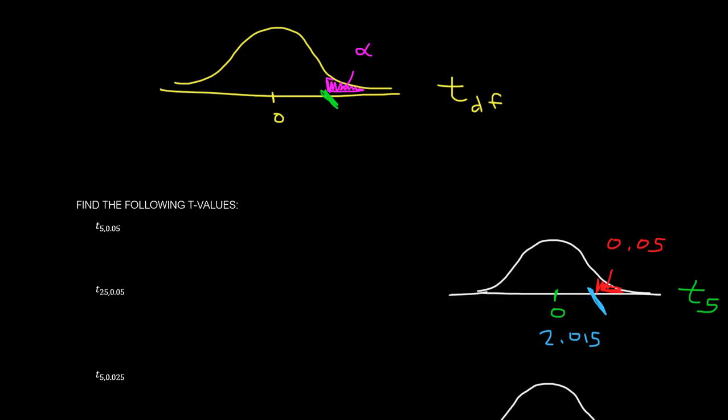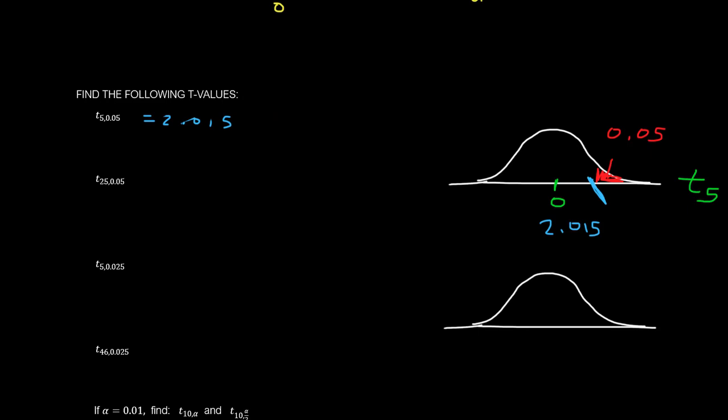2.015 is our answer. I can say equals. Great. For this next question, it looks like it still is considering an area of 0.05 in the upper right tail, except now this is for the t distribution with 25 degrees of freedom. So I'll label this T25. I like my 0 in the middle. And we want to find the tick mark right there.